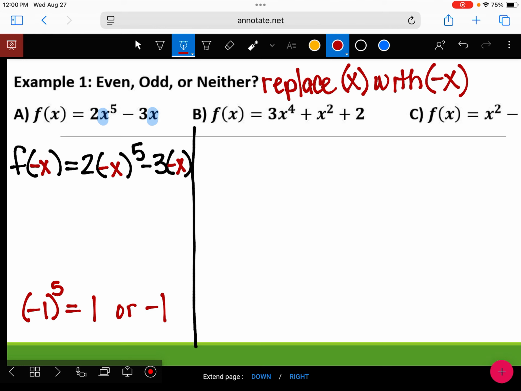But what do you think -1 to the power of 5 will give you? Do you think it's going to be positive or negative? So who says positive? Who says negative? Oh, good. Thank you. Yes, it's negative. So because this stays negative, that's going to make the 2 become negative. So that's going to become a negative 2x to the 5th.